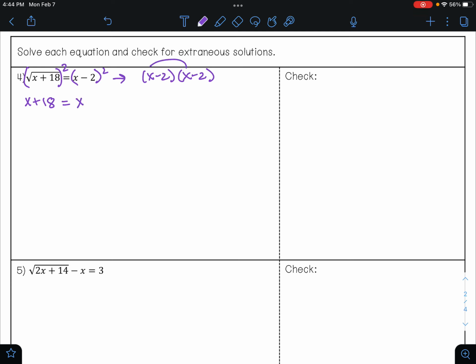So x times x is x squared. X times negative 2 is negative 2x. Negative 2 times x is negative 2x. And negative 2 times negative 2 is positive 4.